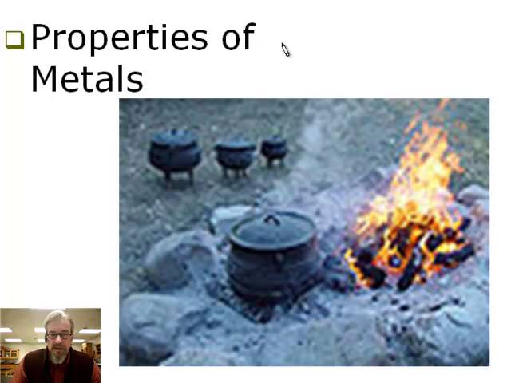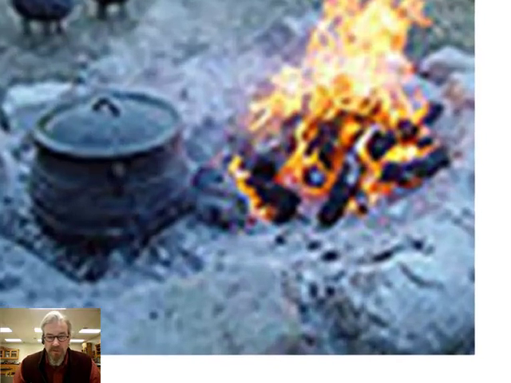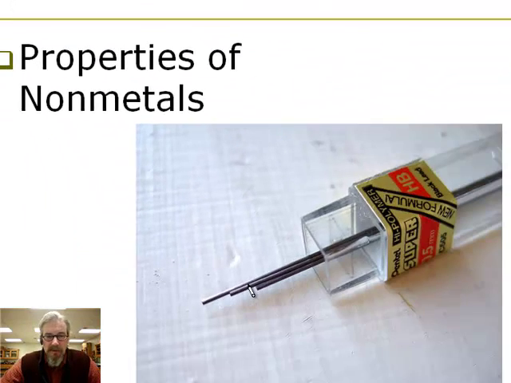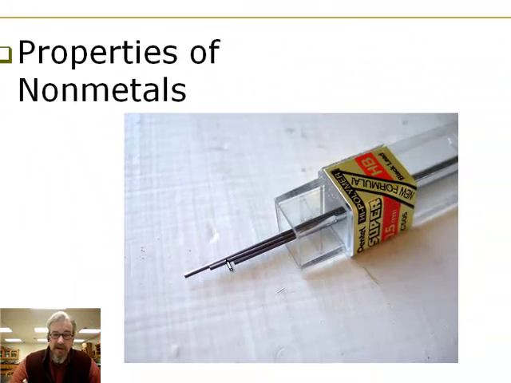Another characteristic of metals is that they're good heat conductors. And we can see that in this picture here. We use iron frying pans and pots and stuff like that to get the energy from heat into whatever's inside the pot. We wouldn't make that out of something that wasn't a good heat conductor, so we always choose metals for that. The properties of nonmetals are almost exactly the opposite.